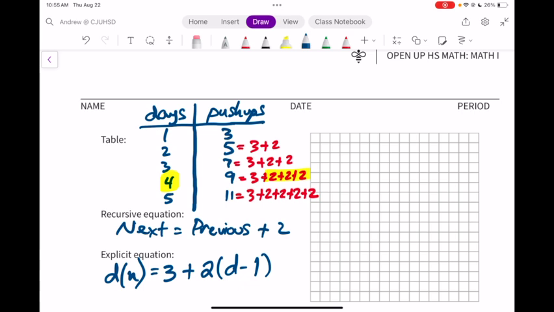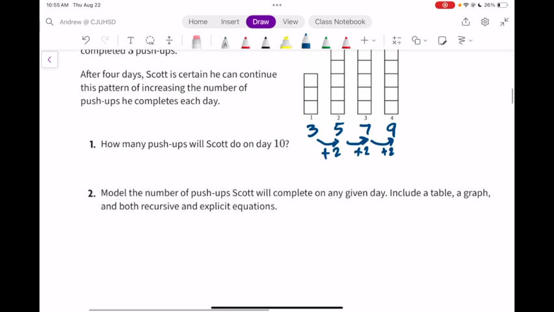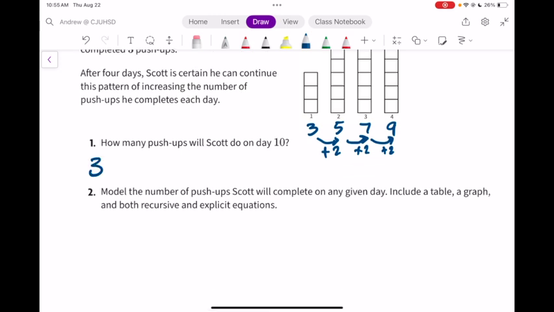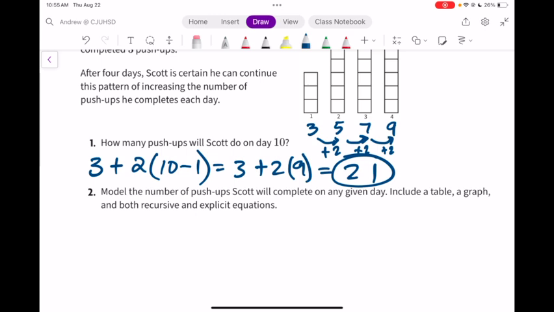Now we can look at question number 1. How many push-ups would he be able to do on day 10? So on day 10, we started with 3 on day 1. We added 2 ten minus 1 times. That's 3 plus 2 times 9, or in other words, 21 push-ups by day 10.